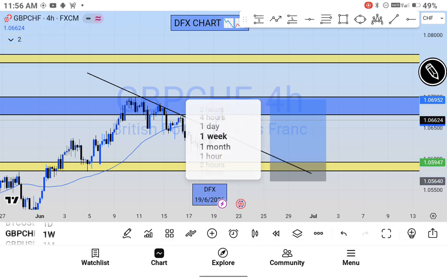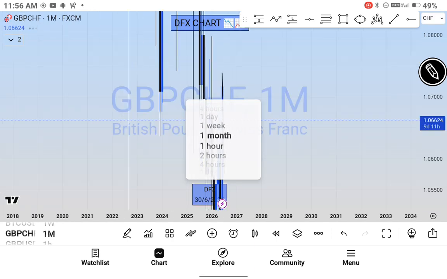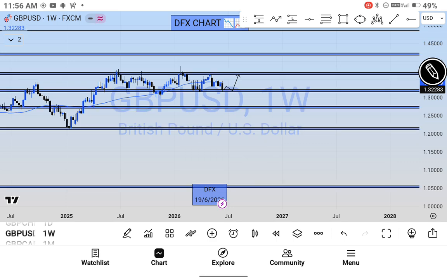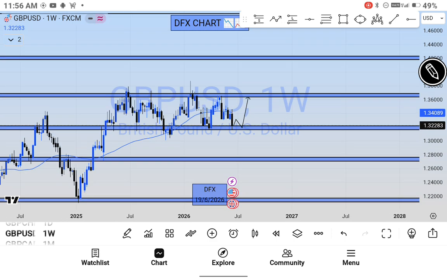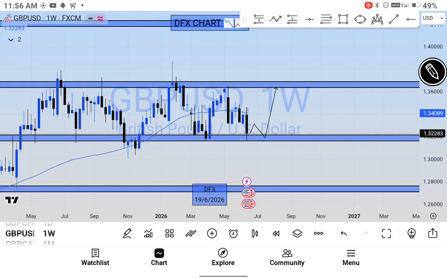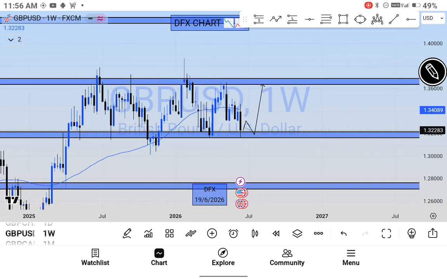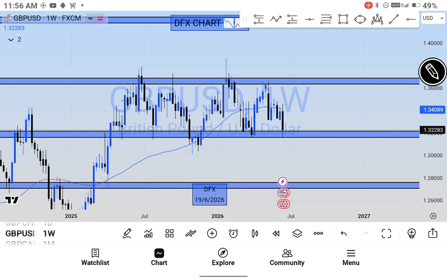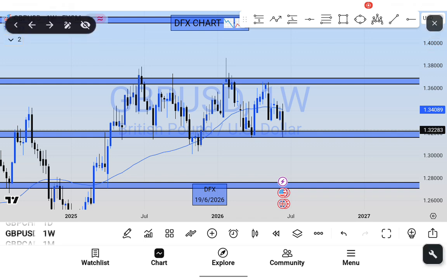All right, let's go to the next pair, which is Pound USD, the British pound against the US dollar. On the weekly time frame, we have two buyers on this pair for the week. The first bias is going to be, if we go further, I will explain it on the daily time frame.